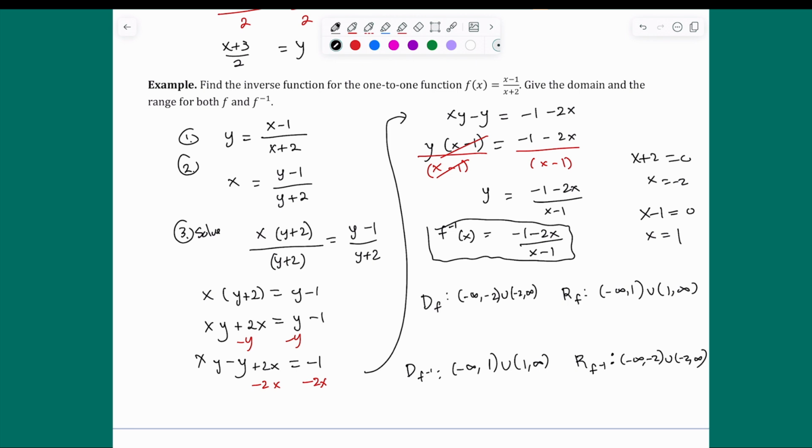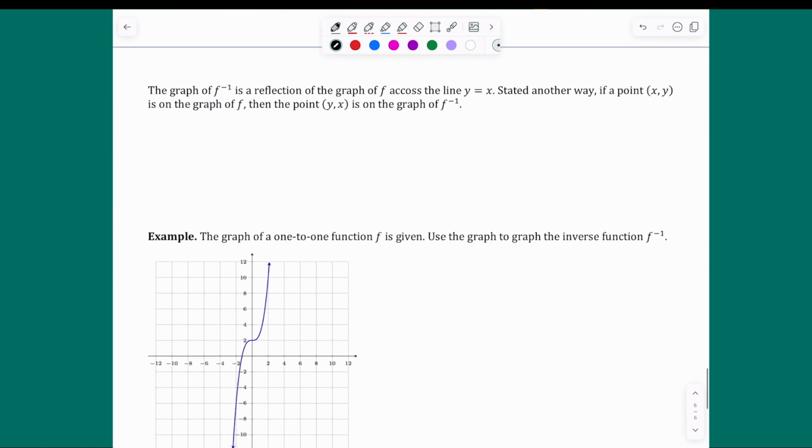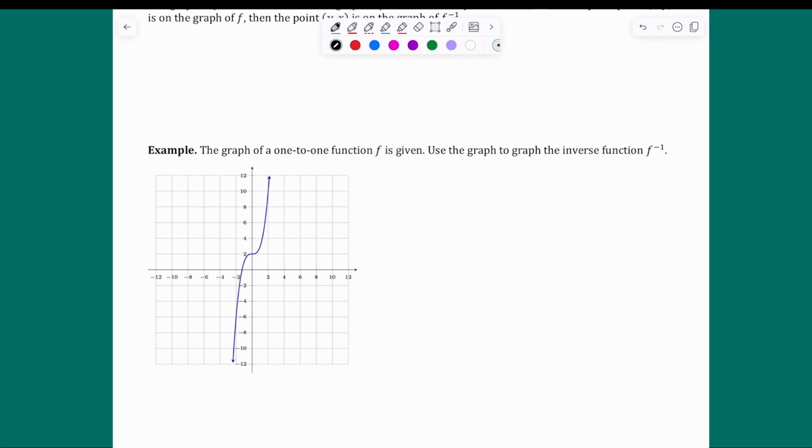Okay, so that concludes that question. The graph of f inverse is a reflection of the graph of f across the line y equal to x. Stated another way, if a point (x, y) is on the graph of f, then the point (y, x) is on the graph of f inverse. All right, let's do this example here. The graph of a one-to-one function f is given. Use the graph to graph its inverse.